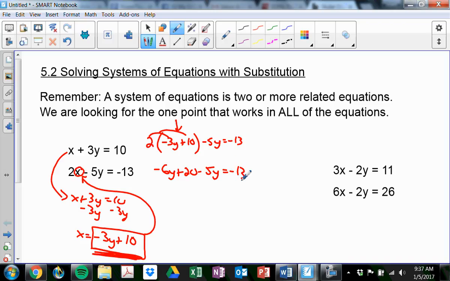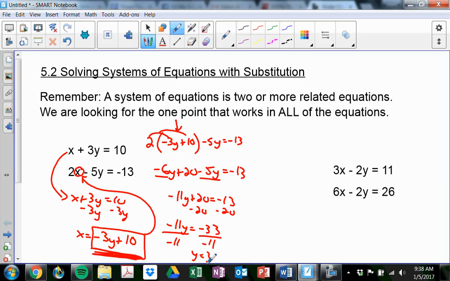So negative 6y minus 5y, I put these two together, I get negative 11y plus 20 equals negative 13. I subtract 20 from both sides, and I get that negative 11y equals negative 33. Divide both sides by negative 11, and y equals 3. So I found y. The y value is 3.